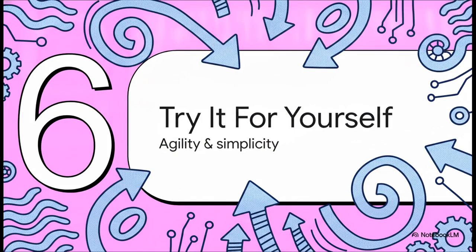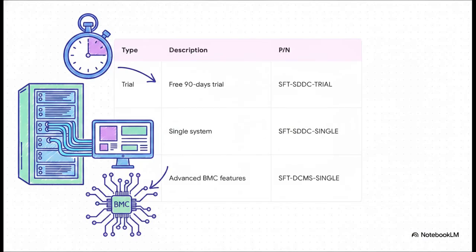And finally, Section 6. Try it for yourself. Let's bring this agility, speed, and simplicity to your own systems. Now that we understand the operational and environmental benefits, let's break down how you can actually bring this into your data center today. The license structure for SuperCloud Composer is remarkably straightforward. You can start with a free 90-day trial with full functionality activation just to experience the capabilities firsthand. Beyond that, there's a standard monitor license for single system activation and a DCMS license if you require advanced hardware management through BMC or baseboard management controller features.